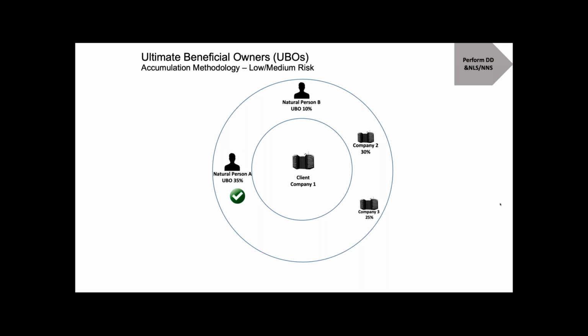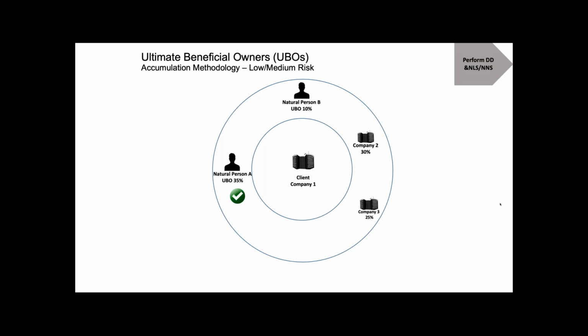Now, natural person A is a UBO, right? Is natural person B a UBO? No, in this case. So what about company 2 and company 3? What do we do? Do we find out who owns them or not? We drill down. Yes, we find out who owns them.